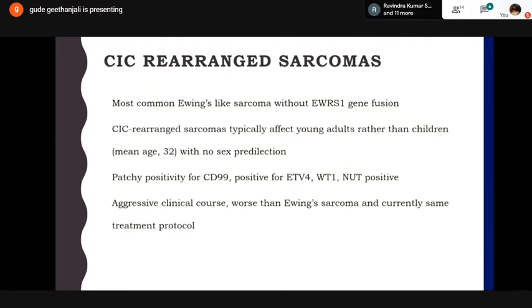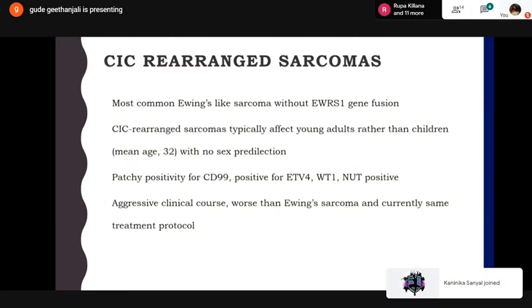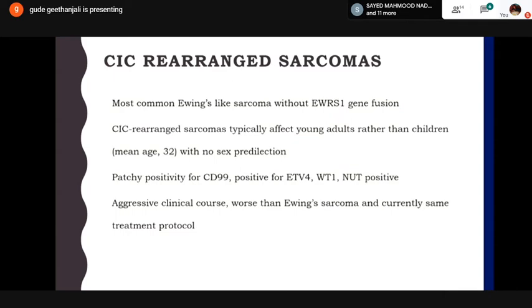And CIC rearranged sarcomas affect young adults rather than children, and there is no sex predilection. The most common fusion partner for CIC is DUX4. And immunohistochemically, to identify CIC rearranged sarcomas, apart from the Ewing's-like morphology, when we do immunohistochemistry, the CD99 doesn't express that diffuse strong positivity. There is only patchy positivity, and it is frequently positive for ETV4, WT1, and when the fusion partner for CIC is NUTM1, we can also see NUT positivity in immunohistochemistry in these tumors.